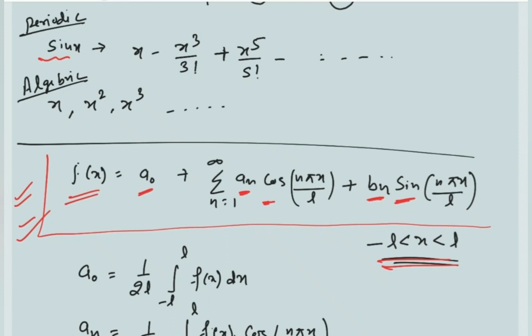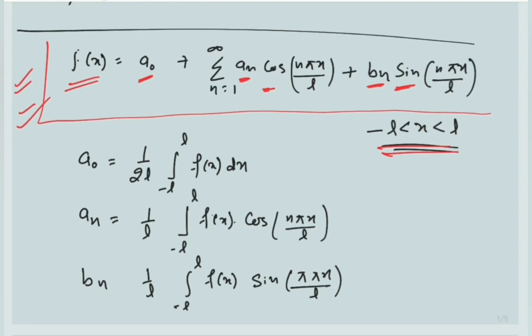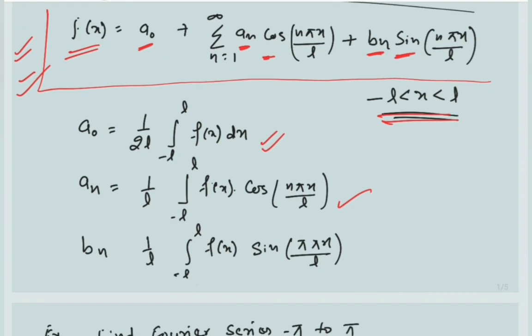Okay, so the formula for these constants is: a naught is equal to 1 upon 2L integral from minus L to L of f(x) dx, and a_n is 1 by L integral from minus L to L of f(x) cos(n pi x by L) dx, and b_n is equal to 1 by L, the interval is minus L to L, integral of f(x) sin(n pi x by L) dx. So these are the constants. From these formulas you will find the a naught, a_n and b_n values.